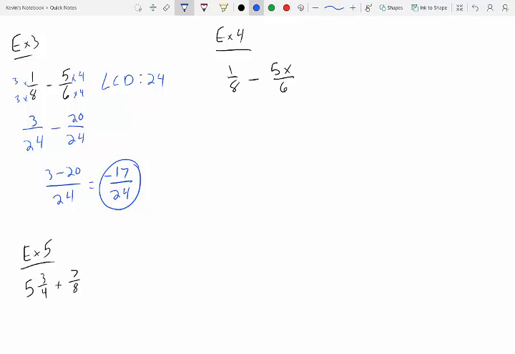If I look at example 4, again I need a common denominator. I already know that 8 and 6 is going to be 24, so I have 24 on the bottom. And again, 8 times 3, so 1 times 3 gets us 3. 6 times 4, 5x times 4 is going to get us 20x. And I'm going to subtract. I'm going to keep 24 on the bottom, and I'm going to put 3 minus 20x. And since 3 and 20x are not like terms, this is my final answer. I can't simplify that any further.